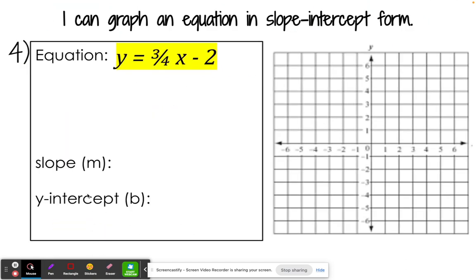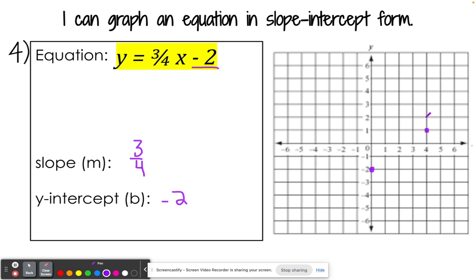Now let's do the same one in a different way. How can I graph this without making a table first? Well, we know looking at this that my y-intercept is negative 2. That means I'm going to put a dot right on negative 2. We also know that my slope is 3/4, which we know is rise over run, which means from here I would rise up 1, 2, 3 and run 1, 2, 3, 4. Put a dot there.